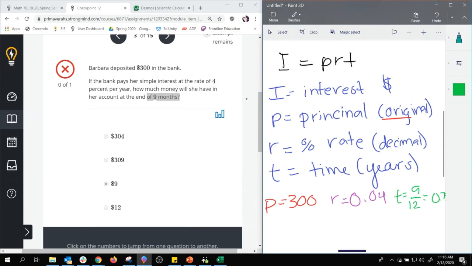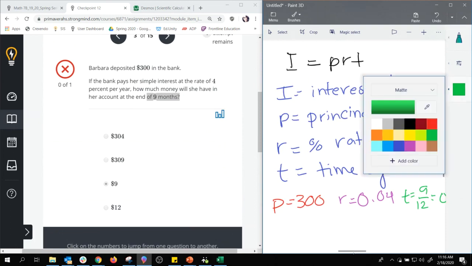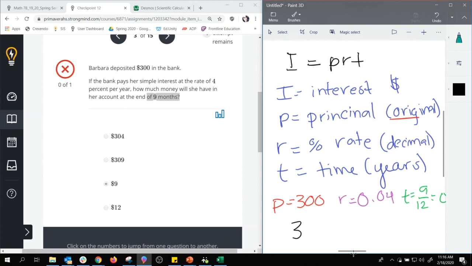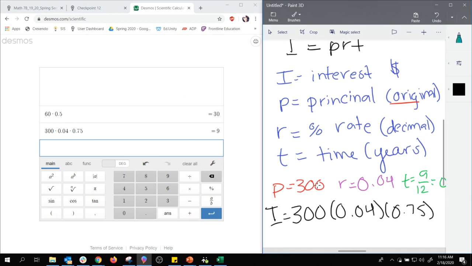There we go. Okay. So now all that we have to do is just multiply all three of these together, and we will get I, our interest. So I'm going to take 300, multiply it by 0.04 and 0.75. This is going to give me my I, which is how much money she earns in interest. 300 times 0.04 times 0.75 gives me $9. Okay, so after 9 months, she earns $9 in interest.